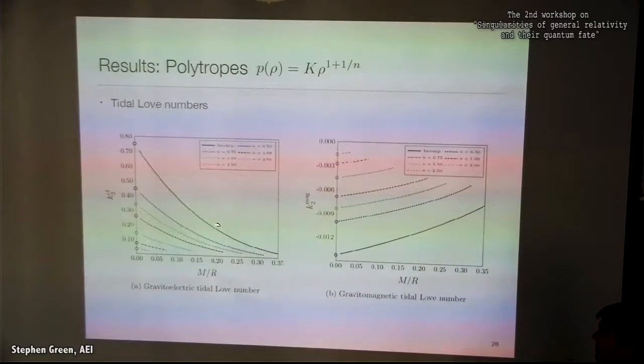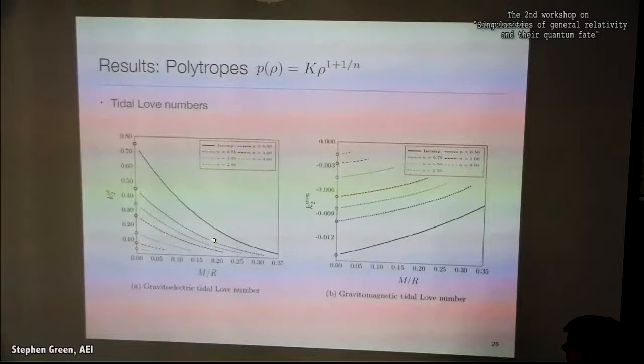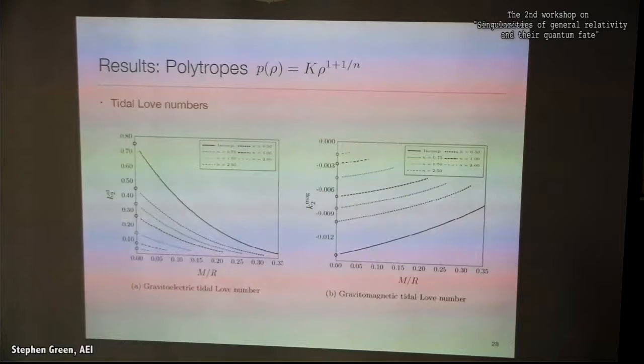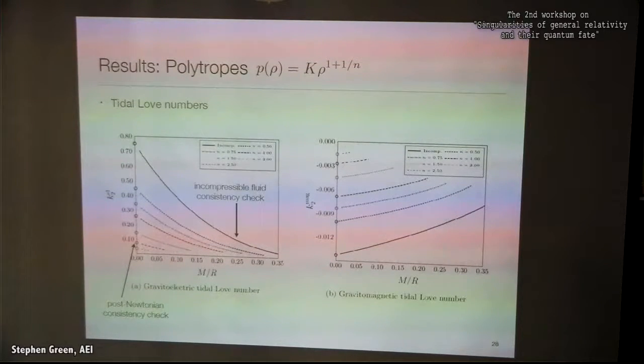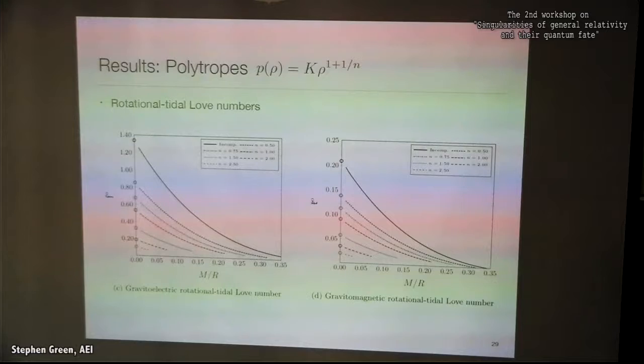We also computed these Love numbers for an incompressible fluid, and we see that as the parameter n becomes smaller, we approach the incompressible fluid limit. So we have the gravitoelectric tidal Love number, the gravitomagnetic tidal Love number, and these consistency checks. Now, this is the gravitoelectric rotational tidal Love number, and the gravitomagnetic rotational tidal Love number. And again, we find that they're consistent with their limits.